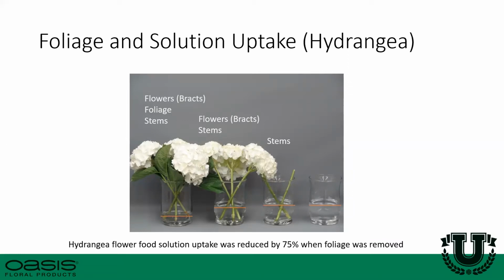And what we observed is that the flower food uptake was reduced by 75% when the foliage was removed. So it just demonstrates how much of a role the foliage plays with a flower like hydrangea and how much solution that it takes up. So when you're designing with a hydrangea, obviously you want to have some foliage for the aesthetics, but think of it as a balancing act. If you leave too much foliage on that stem, it may cause it to lose too much water and wilt faster. So just leave enough foliage for the aesthetics and for good water uptake.